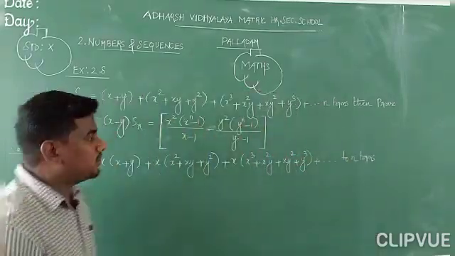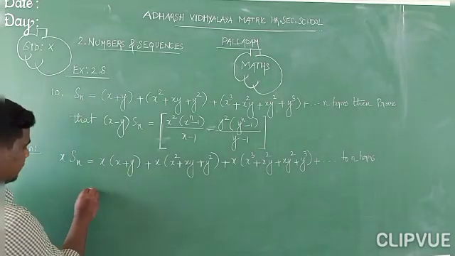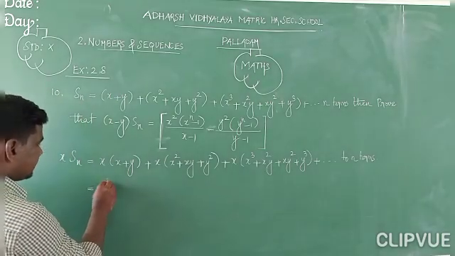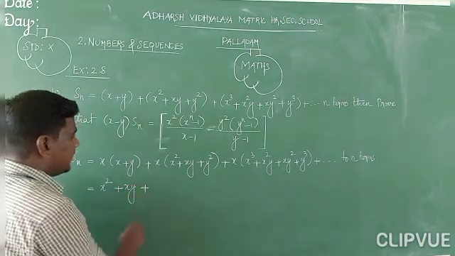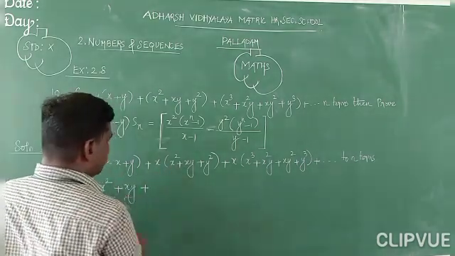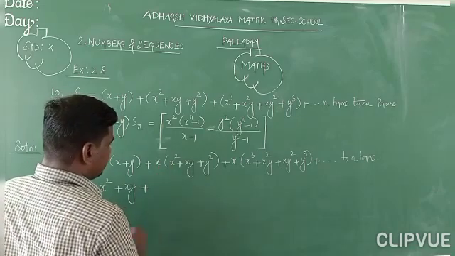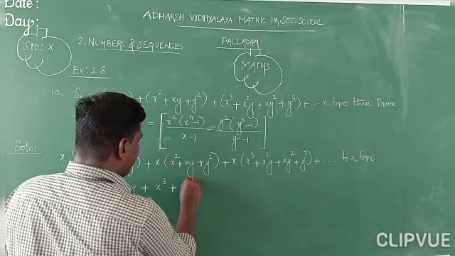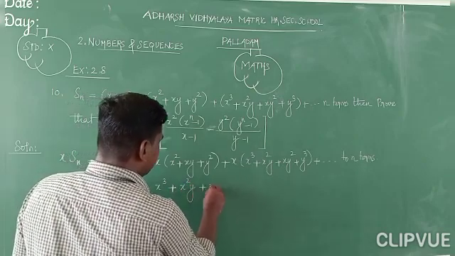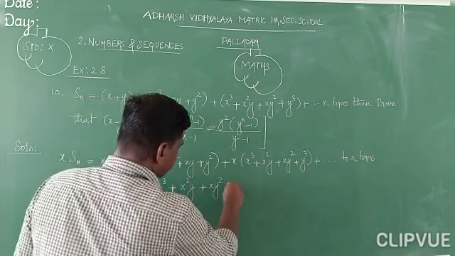Okay, so I am going to multiply by x. What do we get? x into x, x square, x into y, xy. Similarly, this will be written as x into x square. So what do we get? x cube plus x square y plus xy square.